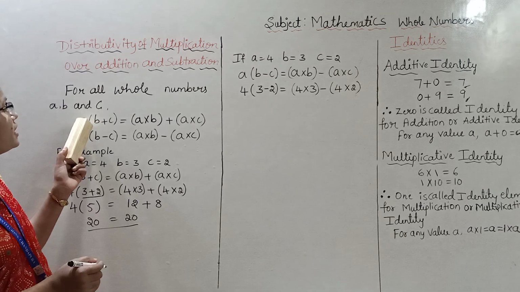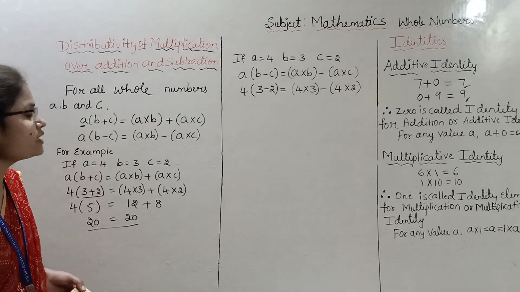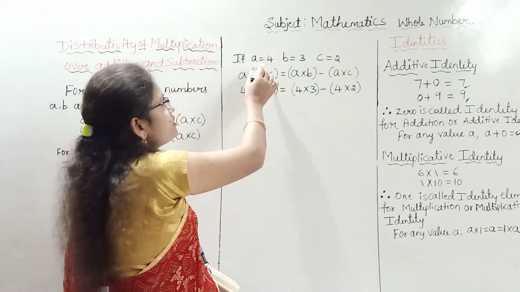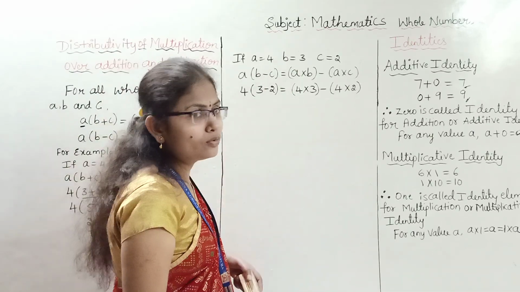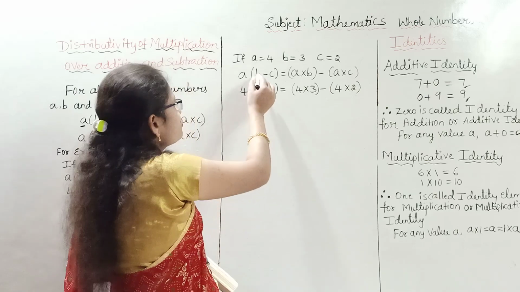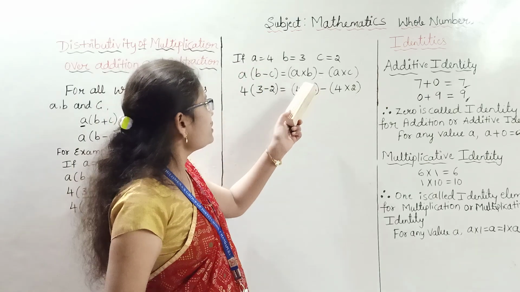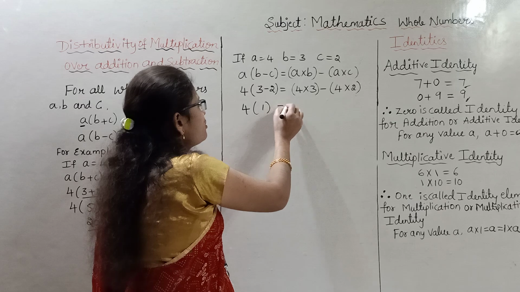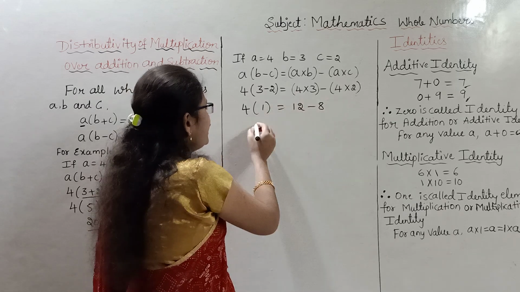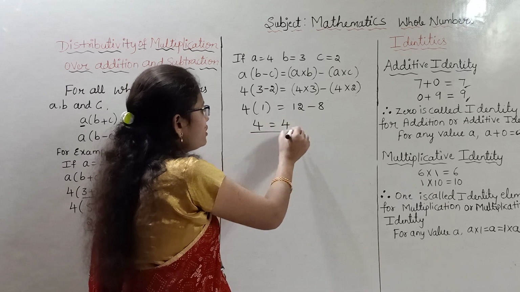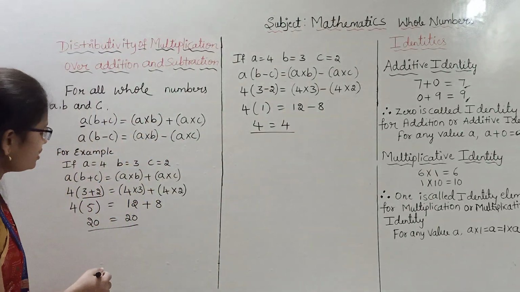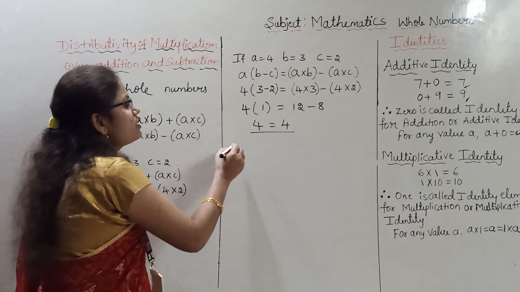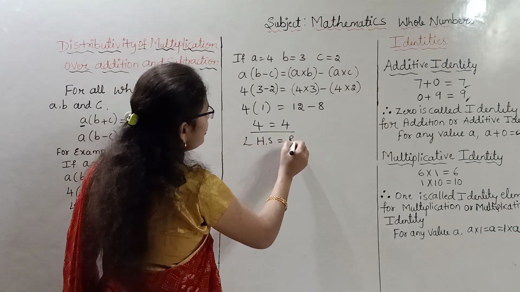So we can conclude that a into (b plus c) is equal to a into b plus a into c. In the same way, with respect to subtraction, we take one example where a is equal to 4, b is equal to 3, c is equal to 2. Substitute the values. Then 4 into (3 minus 2): 3 minus 2 is 1, so 4 into 1 is 4. On the right side, 4 into 3 is 12, minus 4 into 2 which is 8, so 12 minus 8 is also 4. LHS is equal to RHS. Here also you can observe, LHS is equal to RHS.